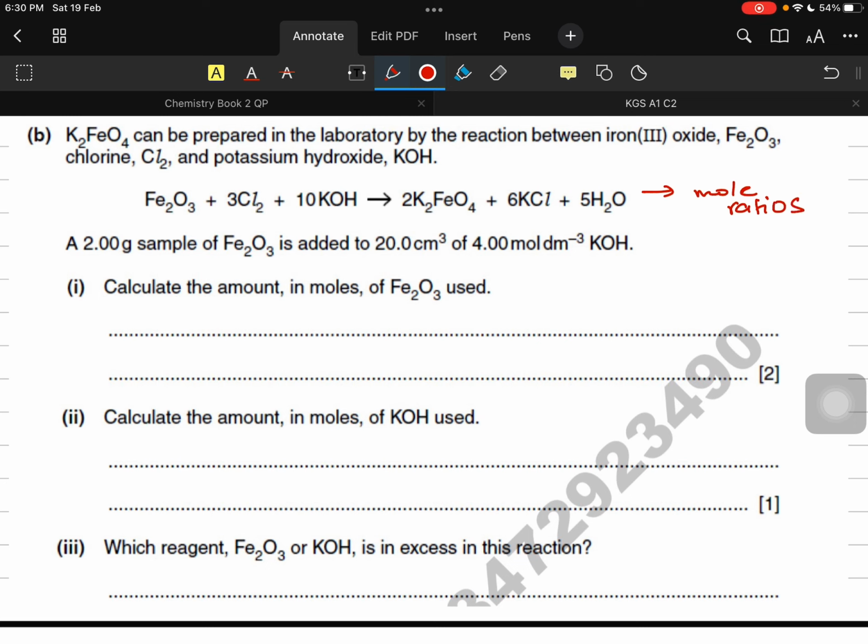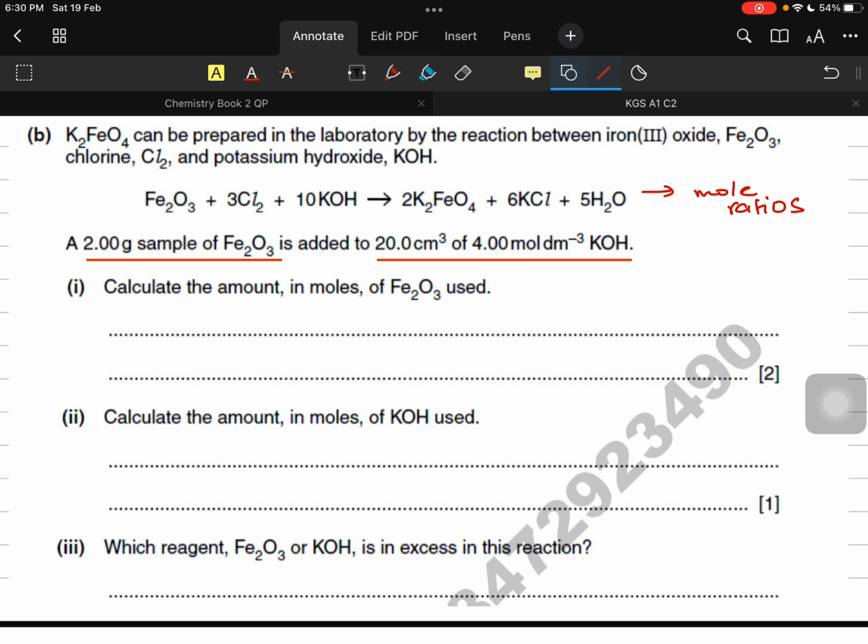Then it says 2 gram sample of Fe2O3. So let's underline this portion. It's about 2 grams of Fe2O3 added to 20 centimeter cube of 4.00 mole per decimeter cube KOH. So we have the molarity and the concentration for KOH as well. Calculate the amount in moles for Fe2O3.